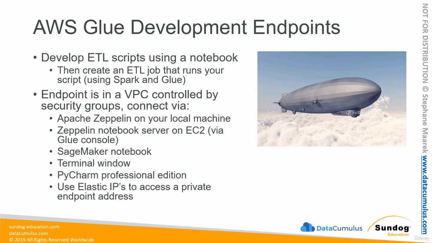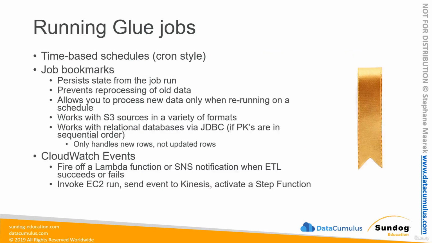They also integrate with the professional edition of PyCharm. So if you're using that as your Python development environment, you can use that to automatically connect to a development endpoint for AWS Glue. And finally, you can use Elastic IPs to access a private endpoint address if you need to. So if you do have a development endpoint that's sitting there running all the time, you could use an Elastic IP to make sure you can get to that from the outside world.